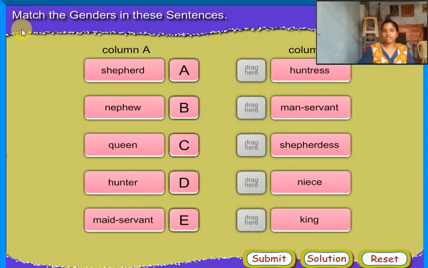Match the genders in this sentence. Column A, column B. Shepherd, shepherdess. Nephew, niece. Queen, king. Hunter, huntress. Maidservant, manservant.